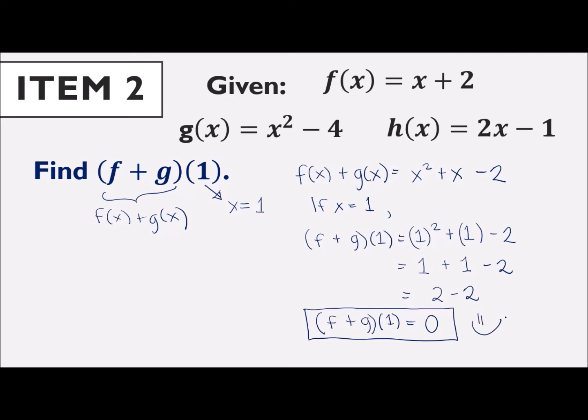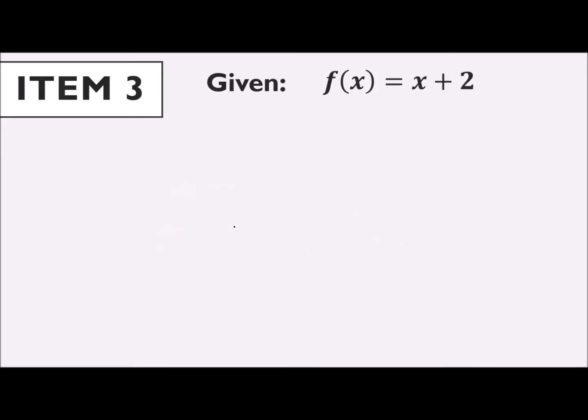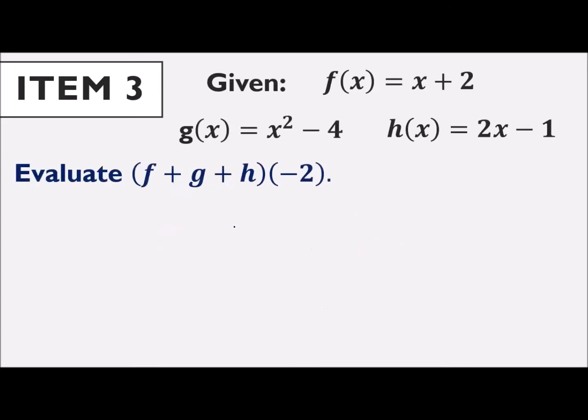So, pagka ganyan ang given, unahin nyo muna yung operations ng function, tsaka kayo mag-evaluate. Okay? So, the next item. Having the same functions again, let us evaluate f plus g plus h of negative 2. So, what does it mean? Ito munang operations, katulad ng nabanggit ko kanina. Ang ibig sabihin niyan, we need to add f of x, g of x, at saka si h of x. Mamaya na natin problemahin si negative 2. Kasi yan ang value ng x.